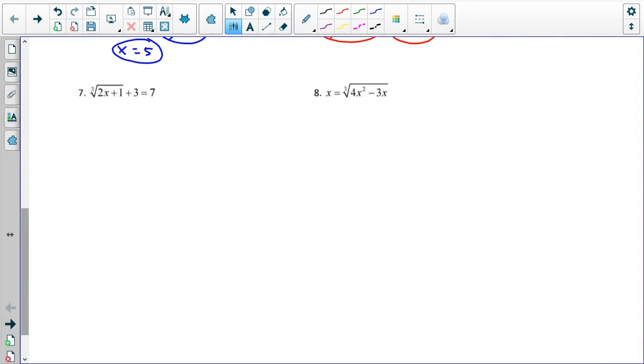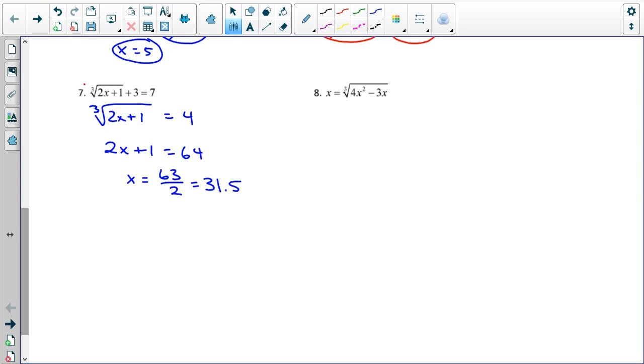Number 7 and 8. These are cube root problems. So the cube root of 2x plus 1 equals 4. When I subtract 3 from both sides, I'm going to cube everything. So I get 2x plus 1 equals 64. Subtract 1 and I divide by 2. X equals 63 halves, which is the same thing as 31.5. If I substitute that back in, it's going to work.